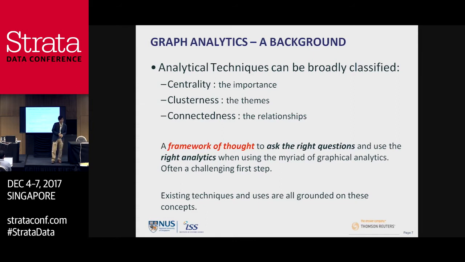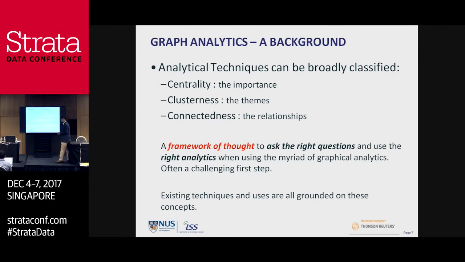Clusterness, the themes. In a big graph, or in a subgraph, you can see what the emerging themes are, what the central themes are in the whole graph. That is clusterness, obtaining themes from the graphs.